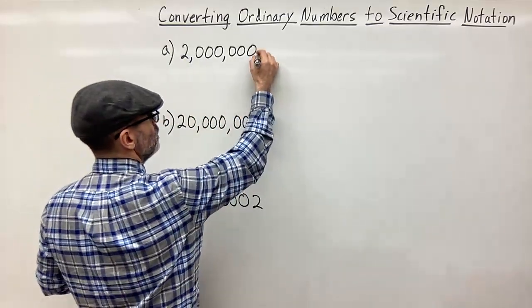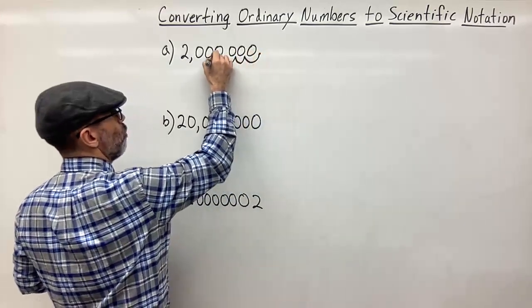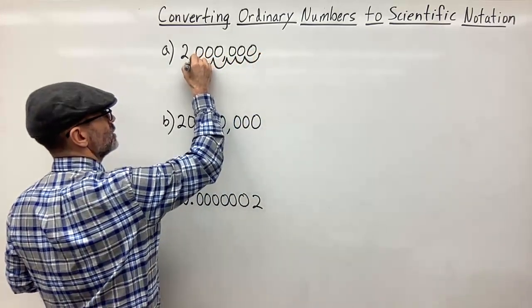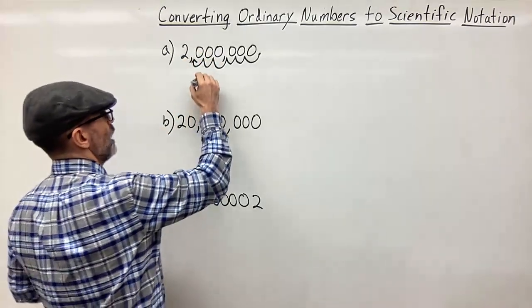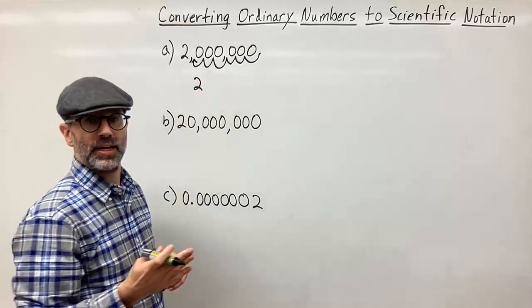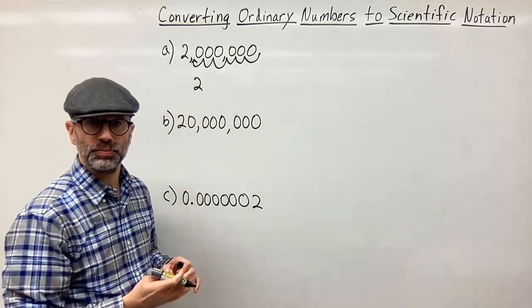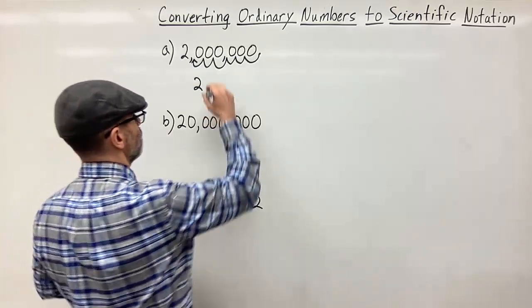So I'm going to move it 1, 2, 3, 4, 5, 6. So I moved it over 6 times. So now my number is 2. So I made it go from 2 million to 2. So now I'm going to multiply this by 10.